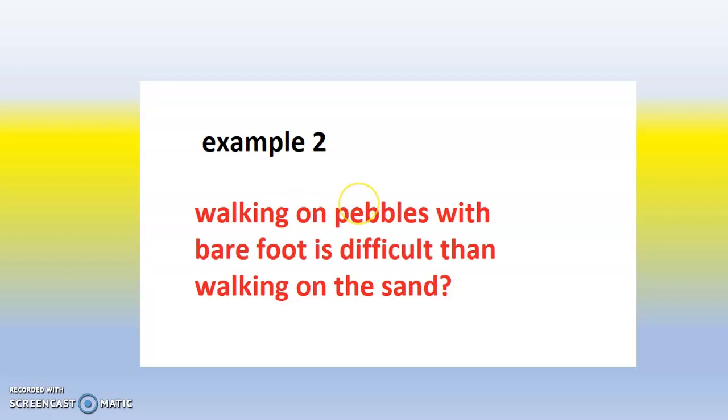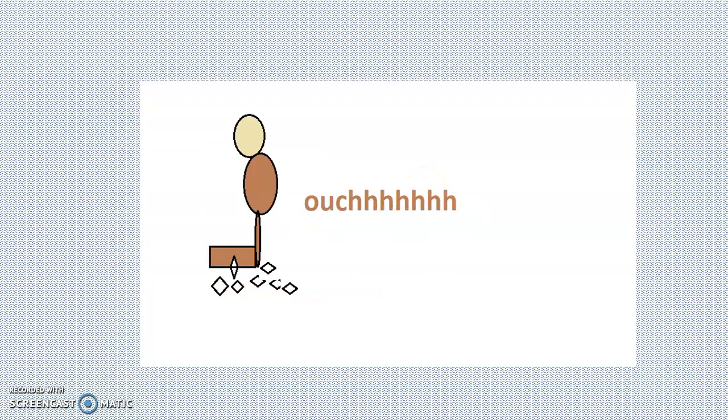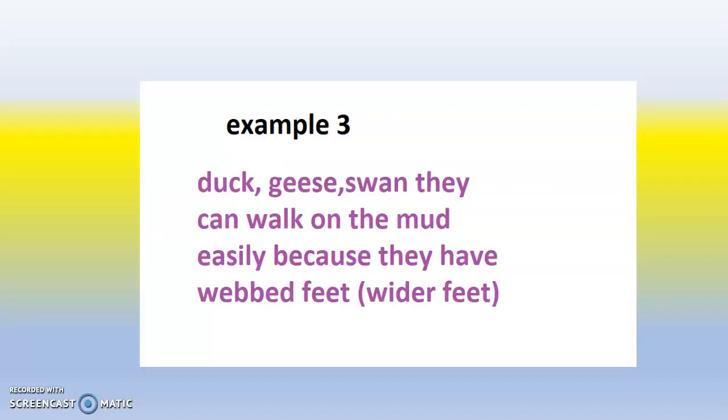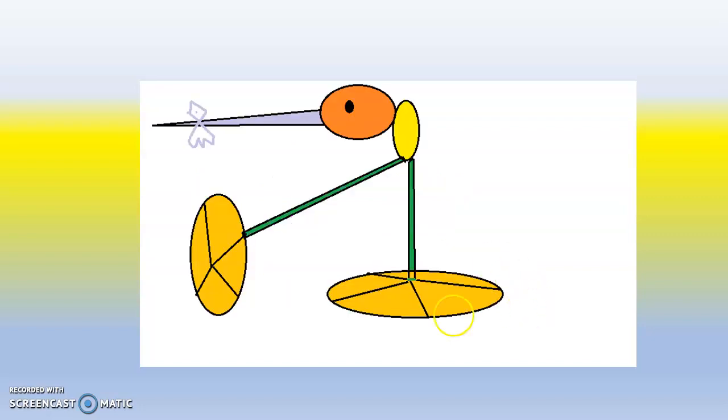Now walking on the pebbles with bare foot is more difficult than walking on the sand, right? So you see, because the contact area of the pebble, the small stone, is small, it gives a lot of pressure. So he is screaming, oh. And next, third example, duck, geese, and swan, they walk on the mud easily because they have what? Webbed feet. That means wider feet, like this. You see, wider feet. So more area, less pressure, of course.